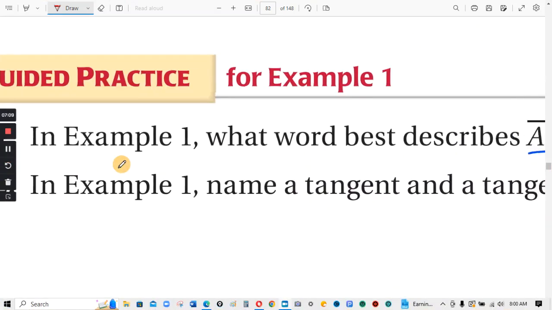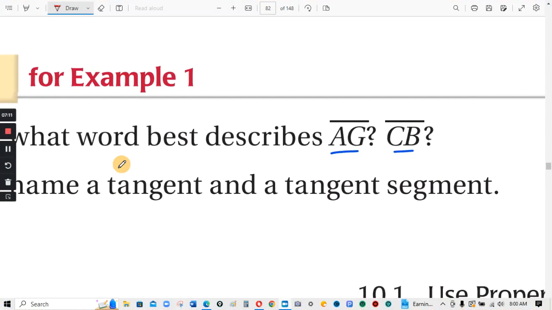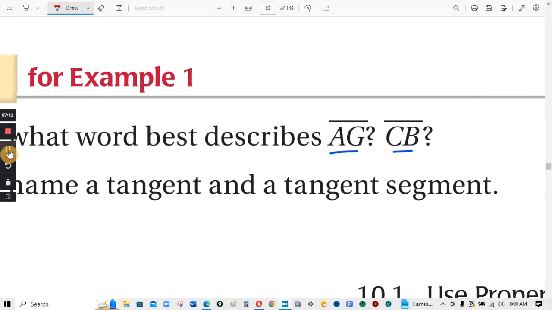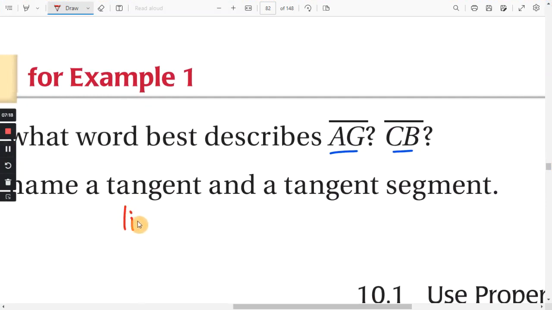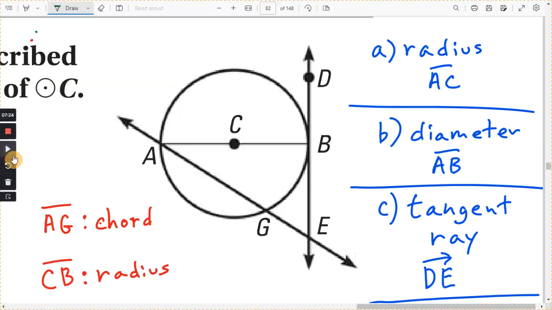In example 1, name a tangent and a tangent segment. So I'll give you a hint. The tangent is going to be a line. Okay, so name a tangent line and a tangent segment. All right, think about that for a moment. Tangent line and tangent segment.